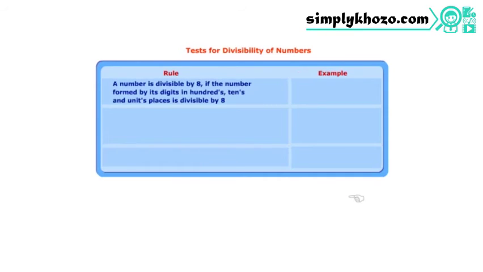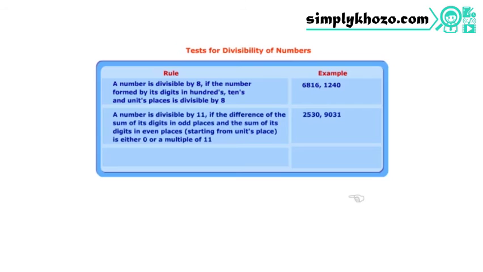A number is divisible by 8 if the number formed by its digits in hundreds, tens, and units places is divisible by 8. A number is divisible by 11 if the difference of the sum of its digits in odd places and the sum of its digits in even places, starting from units place, is either 0 or a multiple of 11. A number is divisible by 6 if it is divisible by both 2 and 3.